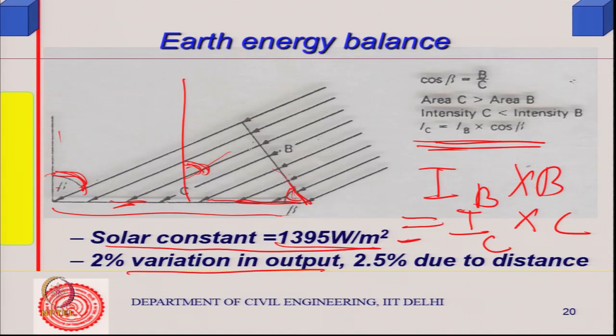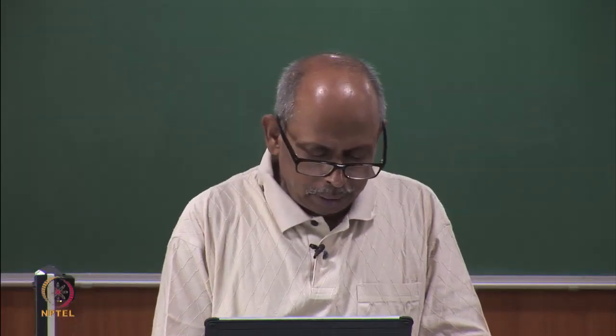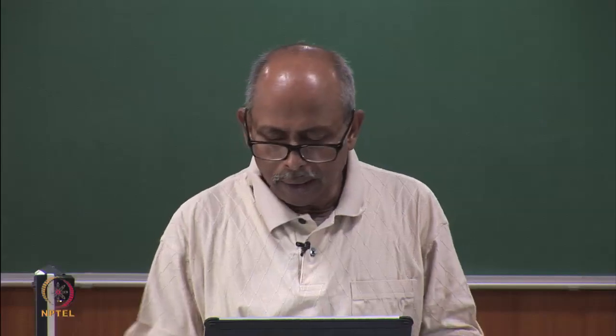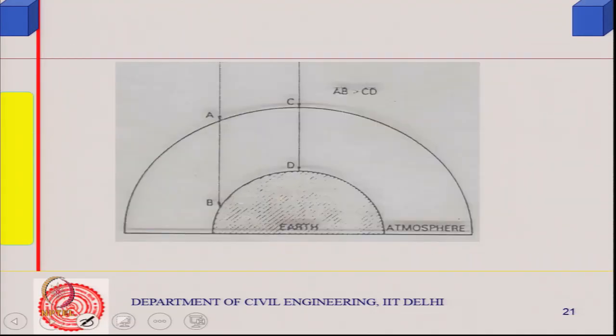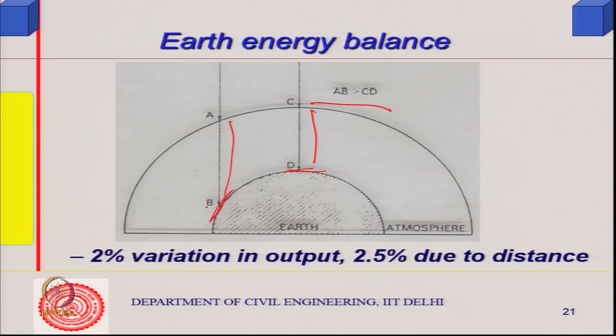Now, that is what I was saying, a 2% variation in the sun's output itself, and 2.5% due to distance, but we do not really care about it, we are only trying to understand. Top of the atmosphere it is more, and the distance travelled here is less compared to the distance travelled in this position. So, obviously absorbed will be more. And a normal surface will obviously have higher intensity compared to an inclined surface. So, these are the issues: atmosphere, etc. The 2% variation, I already said that.